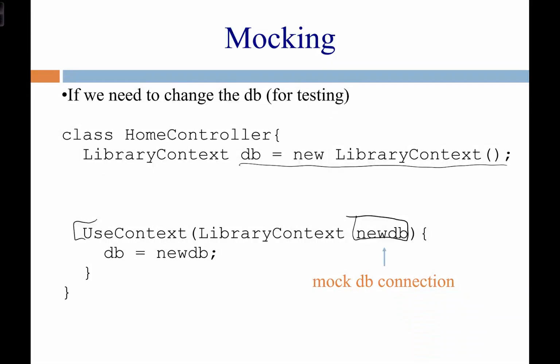So all this method is doing is reassigning DB, which means all of the controllers will now automatically just use the other library context, and they don't even need to know that anything has changed.